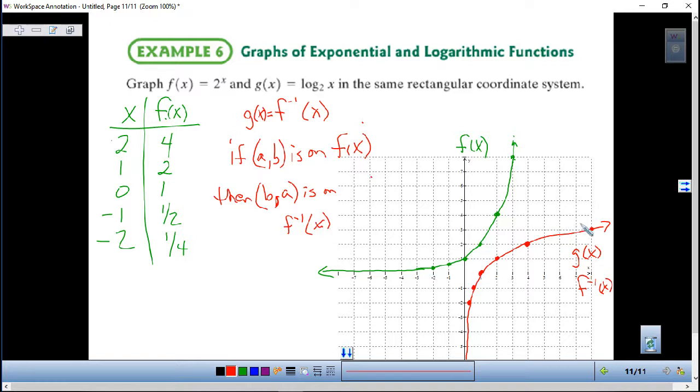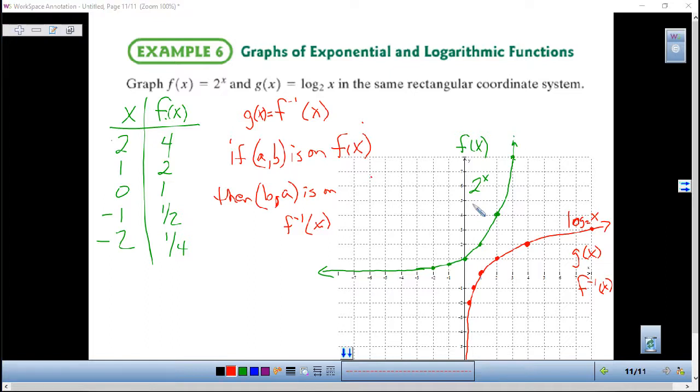So this is log base 2 of x, and this one is 2 to the x. So all we had to do to get the graph of a log is take the graph of the exponential and swap them. Now remember, what do we know about the graphs of these things? Not just the individual points, but the graphs.